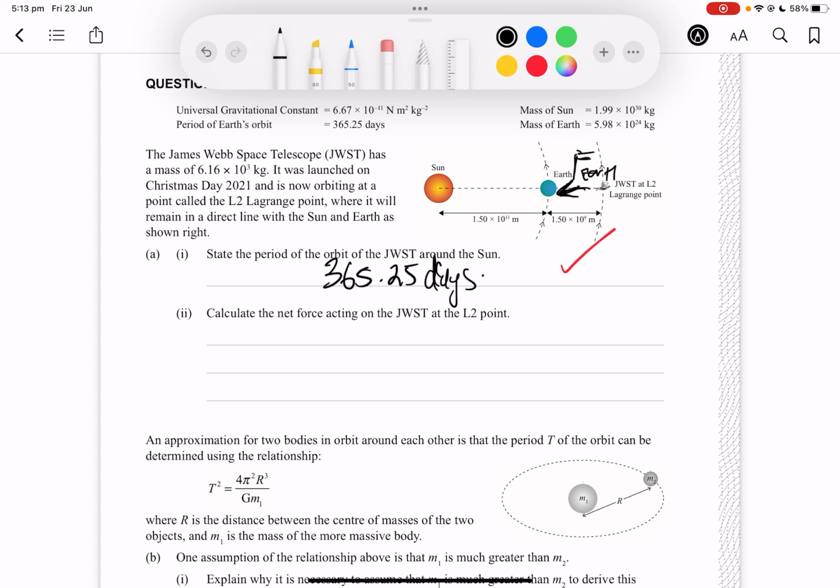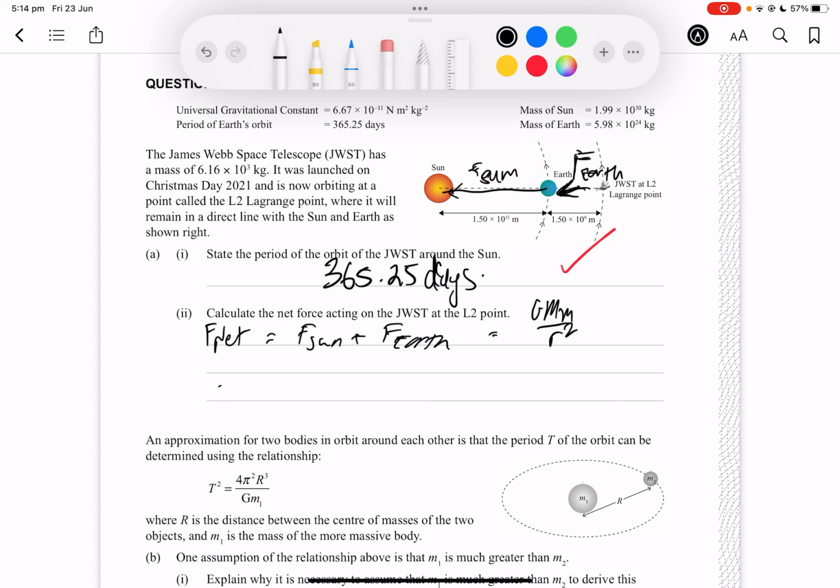So F Earth, and there's going to be another force here, which is F Sun. Both of them are attractive forces in the same direction, because the Earth, Sun, and the telescope are in one single line. So the F net is simply the sum: the F due to the Sun plus F due to the Earth. That's equal to GMm over r squared, and in this case it will just be the sum of those two.